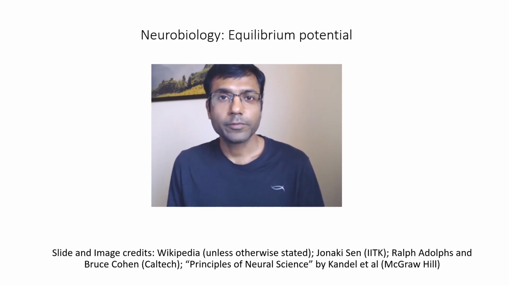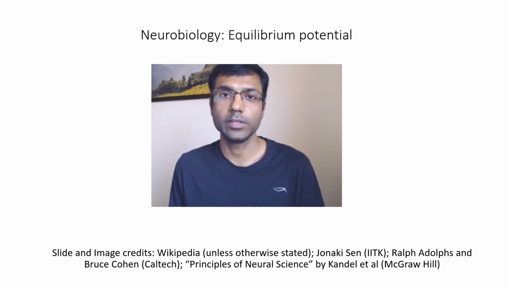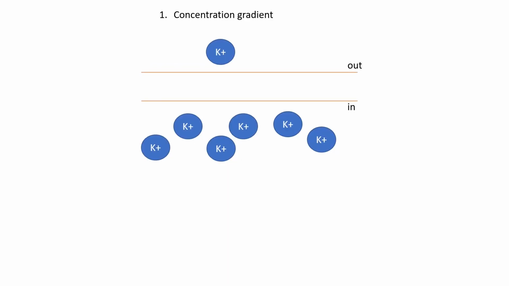In the very first video in this series, we looked at two driving forces on the ions. And these driving forces are actually what result in the value of the membrane potential. So these driving forces were chemical gradient and electrical gradient. Now let us try to understand how these two gradients work together and determine the membrane potential. Let's start by looking at the concentration gradient.